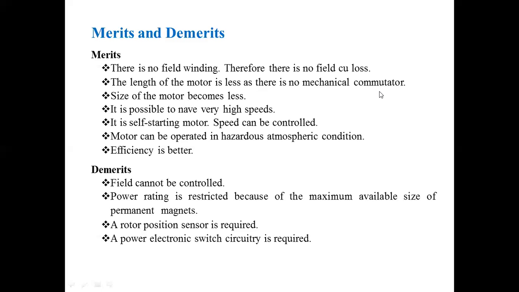Next, it is possible to achieve very high speeds. Next, it is a self-starting motor. Speed can be controlled, the motor can be operated in hazardous atmospheric conditions with permanent magnet BLDC motors, and efficiency is better. Next, the disadvantages: the field cannot be controlled.